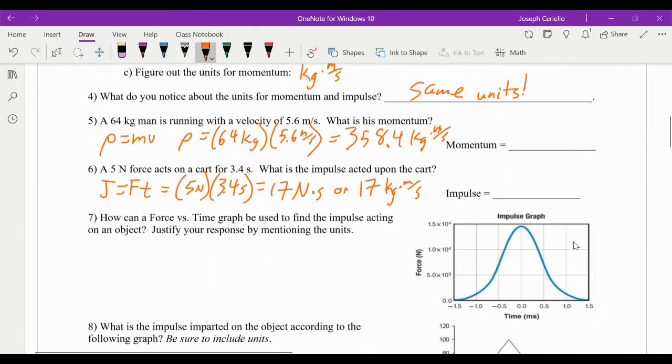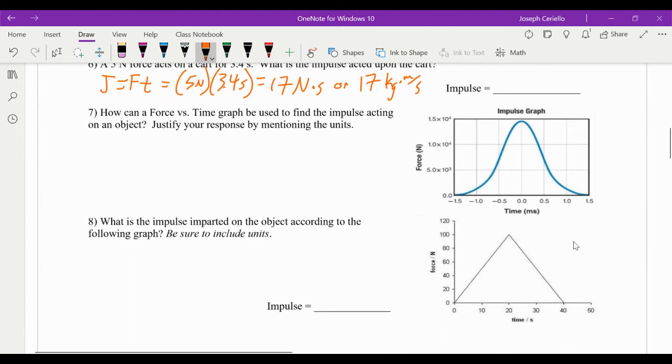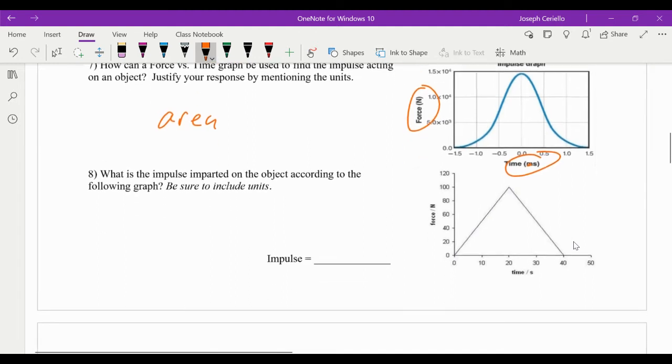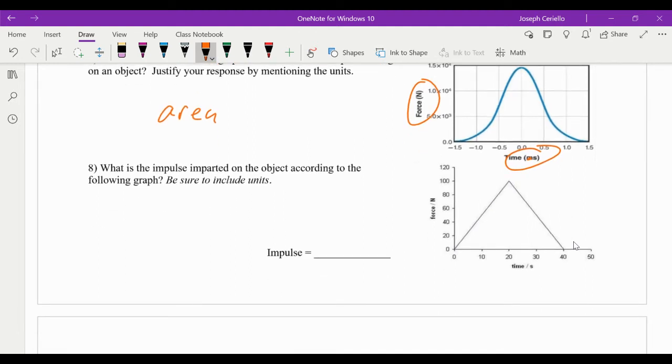All right, now let's look at the next bit here. How can a force versus time graph be used to find the impulse acting on an object? Just justify your response by mentioning the units. So what I'll mention here, so this is milliseconds, which can be confusing. It's the area, okay? Because area is base times height. Your base unit is seconds. Your height unit is newtons. Newtons times seconds.